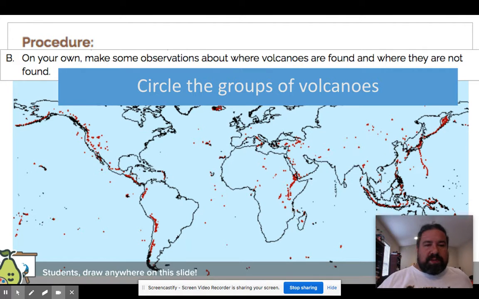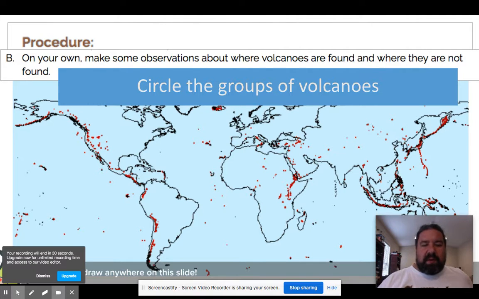All right, step B. On your own, make some observations about where volcanoes are found and where they are not found. So I want you on this section right here to go ahead and circle the groups of volcanoes where you see them, and then describe where they are found and where they are not found. That'll be on a future slide.